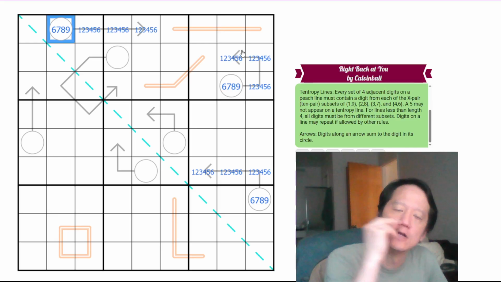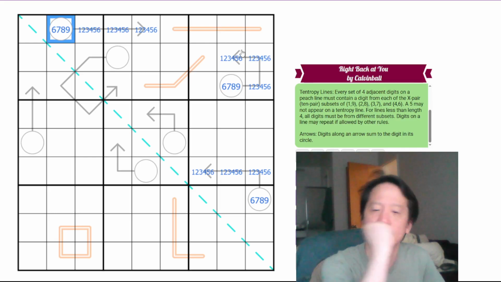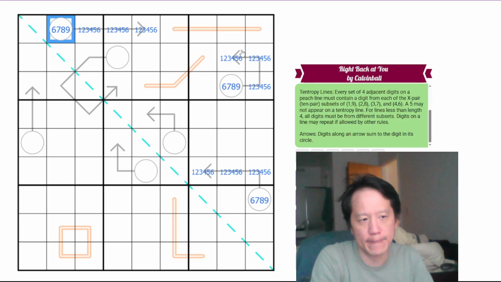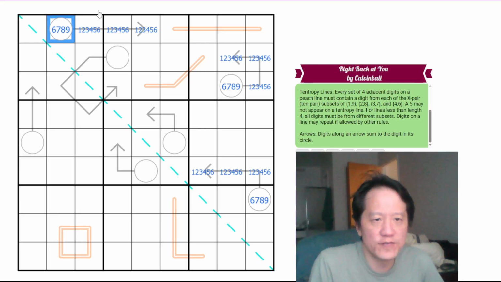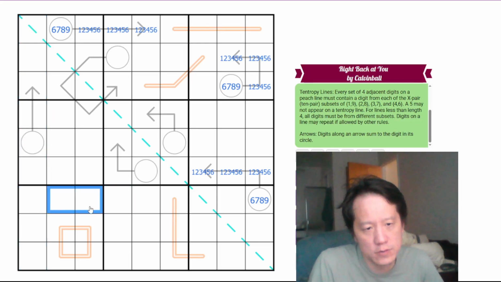What does that mean, is the question, right? We know 5 cannot be on a tentropy line. So 5 is either here or it's on the line. Same with this. 5 is either here or it's there. It's here or it's on the line.